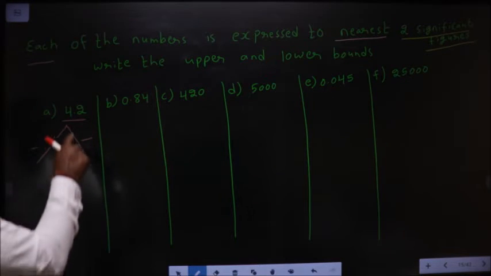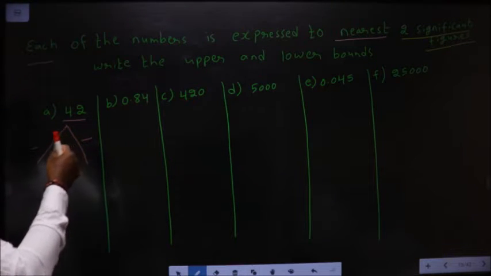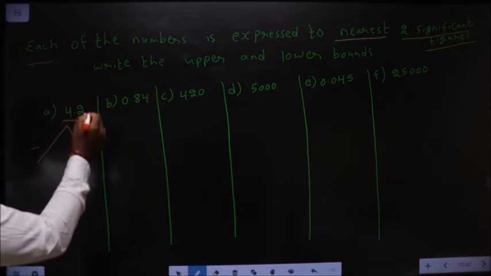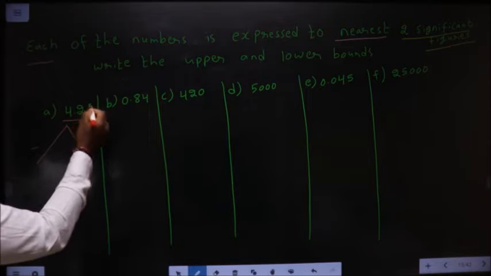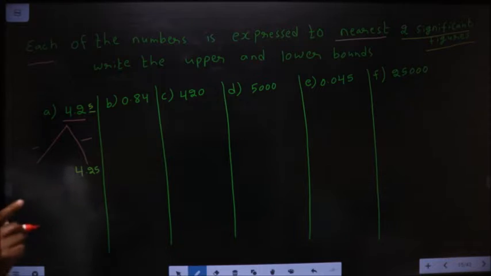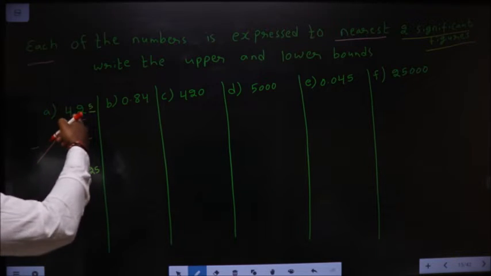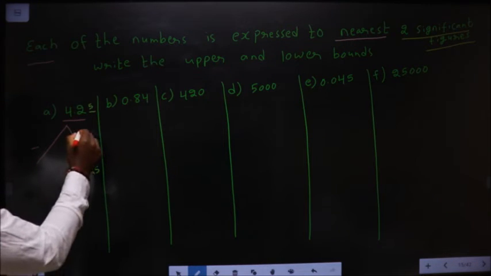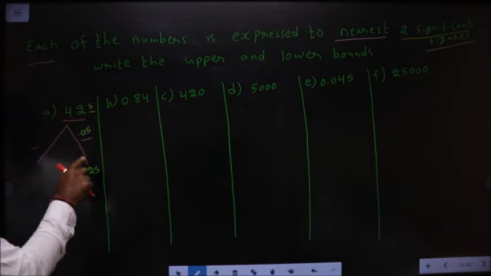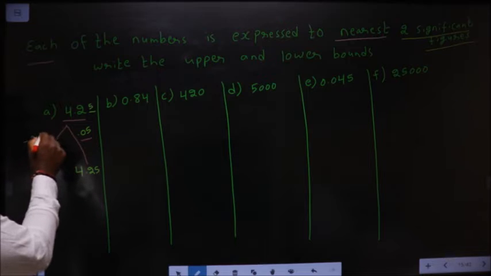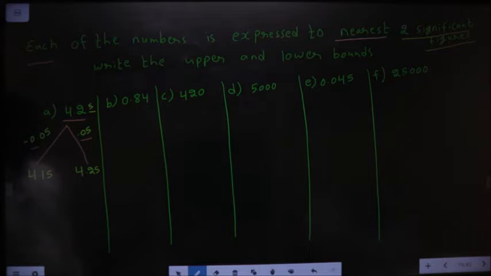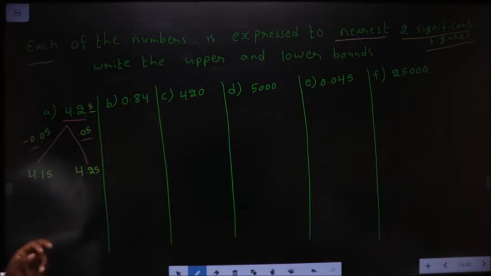So now here it is 4.2. How can I make it into 3 significant figures? Just here it should be 5. So put 4.25. So this should be the upper bound. Now what should I add to this to get this? It means 0.05. Clear? Now whatever you are adding, you should subtract the same thing. So we get 4.15. So this is the lower bound and this is the upper bound.